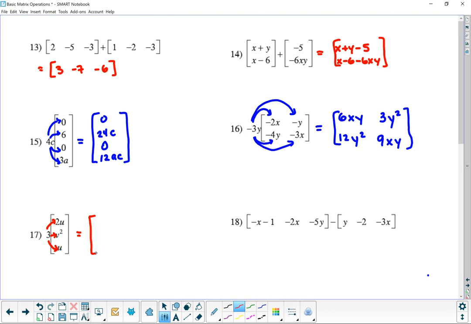Okay, this is just a scalar multiplication. 3 times 2u is 6u. 3 times v squared is 3v squared. 3 times u is 3u.